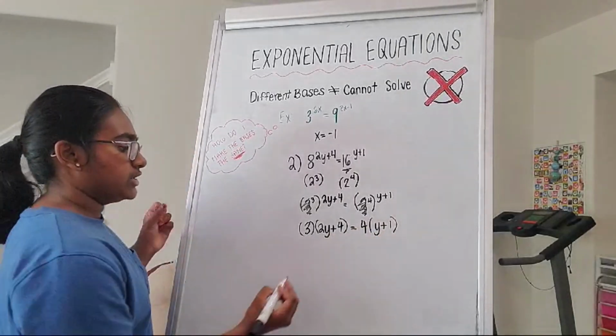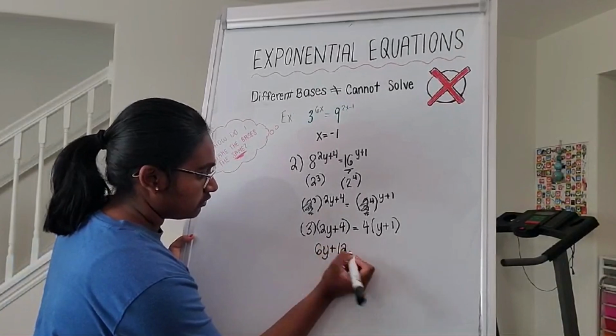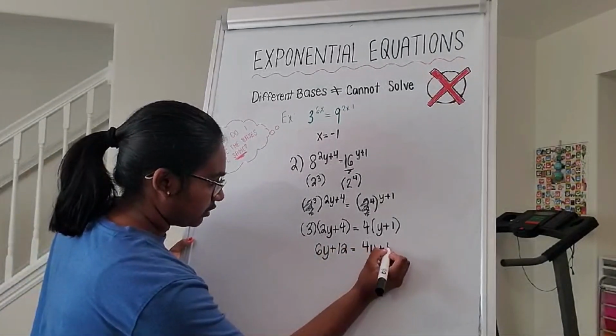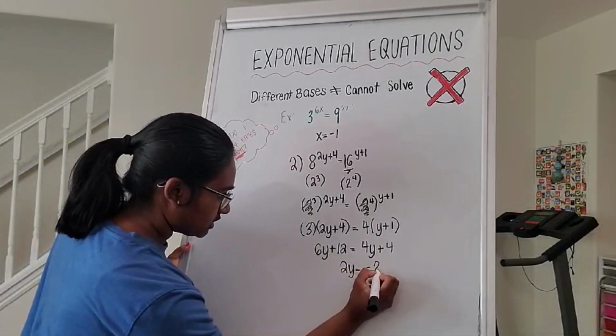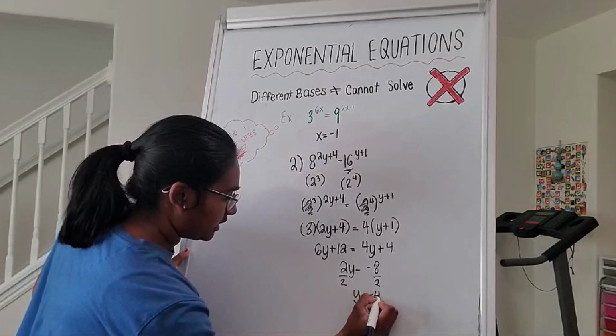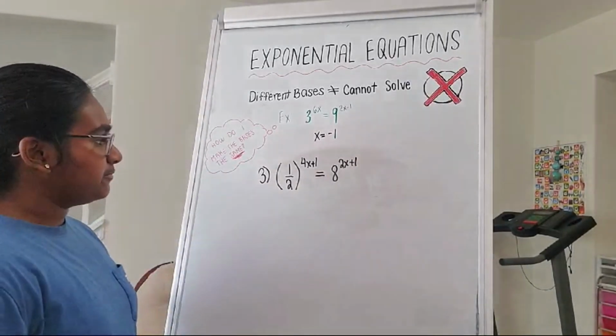And now we can just solve the equation. So 6y plus 12, and then we can distribute the 4, equals 4y plus 4. And now we can solve it. So 2y is equal to negative 8, and then divide both sides by 2, and y is equal to negative 4. So now let's go into our third and final question.